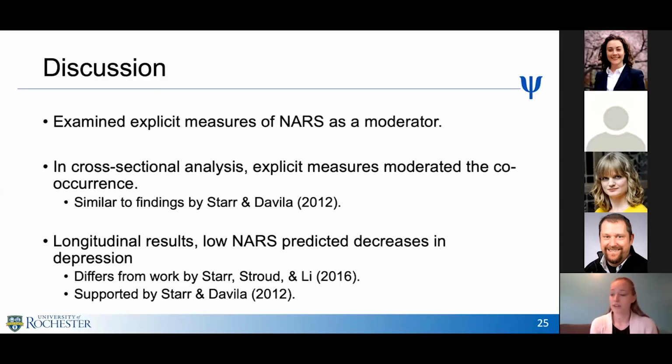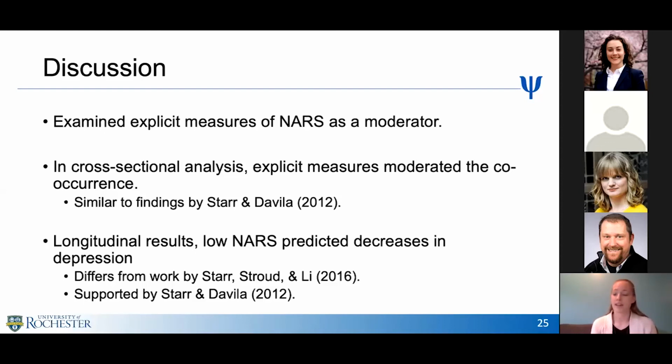Longitudinal results also represented a moderation effect of explicit NARS, indicating that individuals who had a lower tendency towards anxiety-based rumination were more likely to experience decreases in their depressive symptoms in 1 month. This implies that low levels of NARS may act as a protective factor for individuals from experiencing future depression. This is different from previous work that found an increase in depressive symptoms for participants with high levels of NARS, as we did not find that relationship to be significant in our sample.